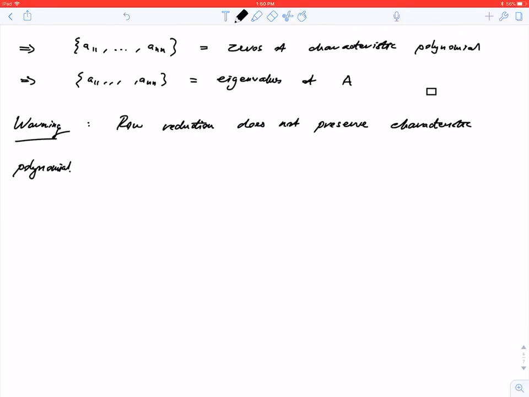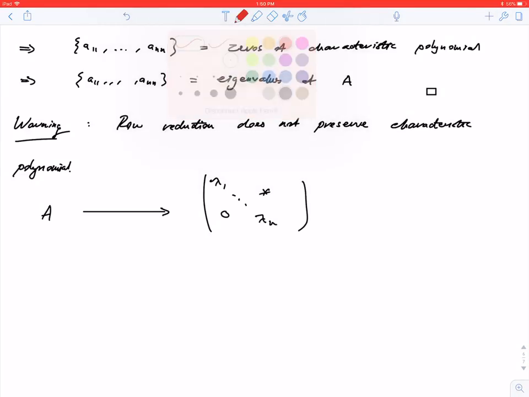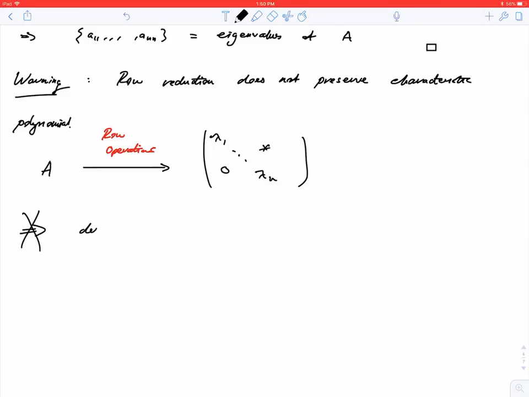So for example, what I'm saying is the following. If I give you a matrix A, and I do row operations to put it in the form, I don't know, lambda 1 to lambda n, star, 0, it's very important you understand that this does not imply at all that the determinant of A minus x times the identity is equal to lambda 1 minus x, dot, dot, dot, lambda n minus x. That's a really important misunderstanding.